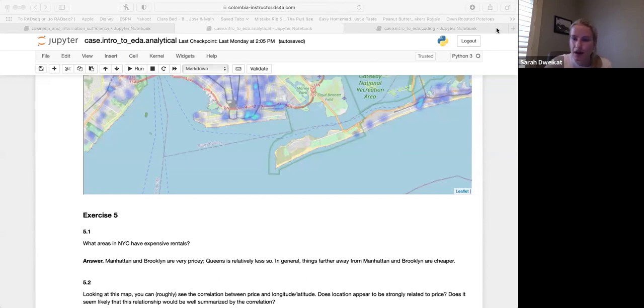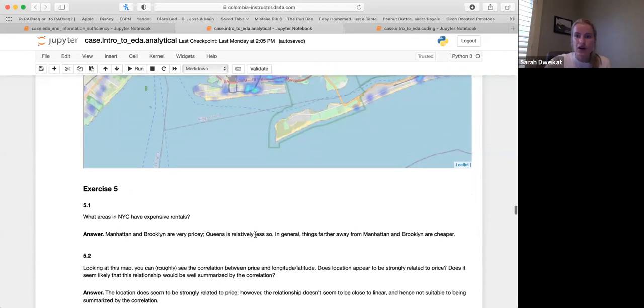Okay. So some people are saying it doesn't seem to be super well summarized by a correlation. Other people are saying yes, that you can see the relationship. Okay, yeah, location impacts price, but longitude is not a variable. Yeah, okay, great observations here.